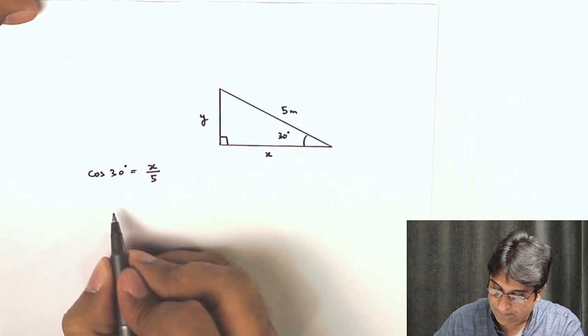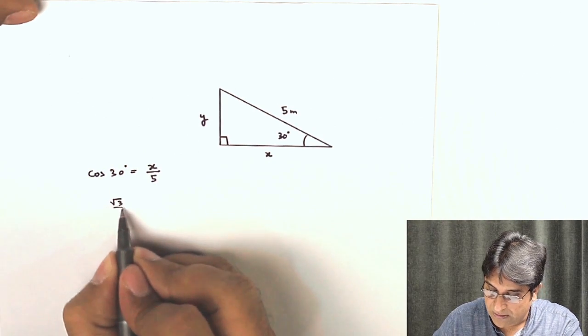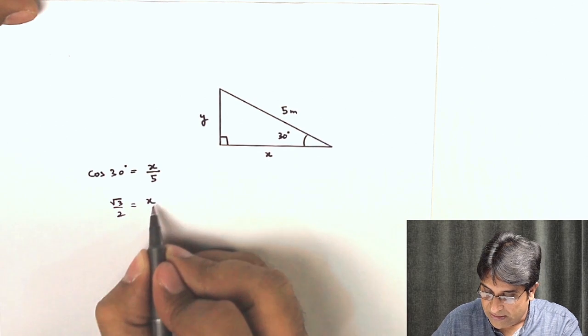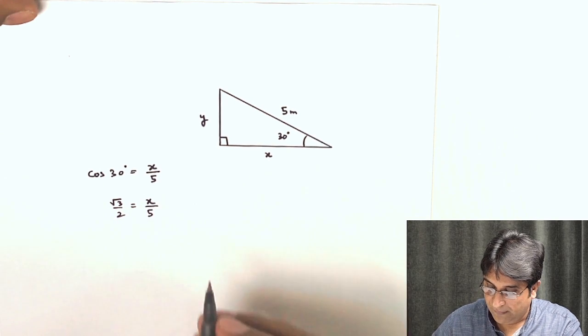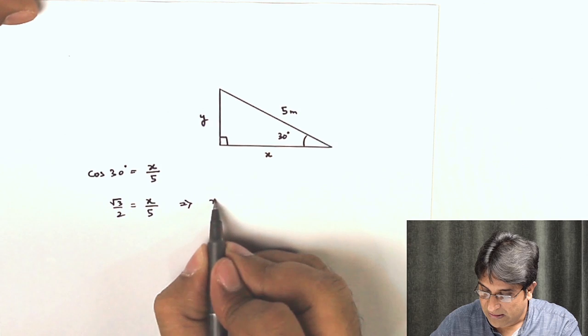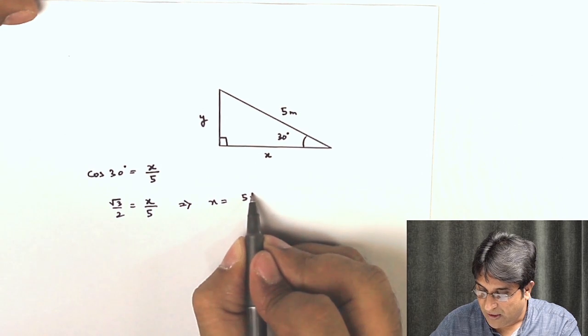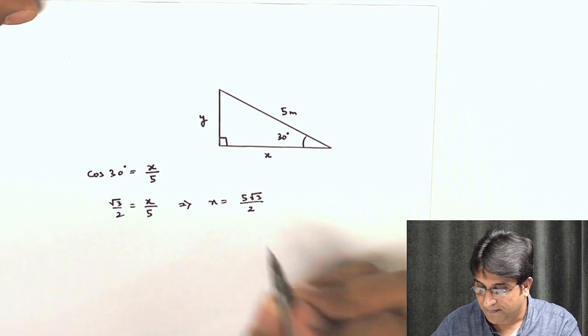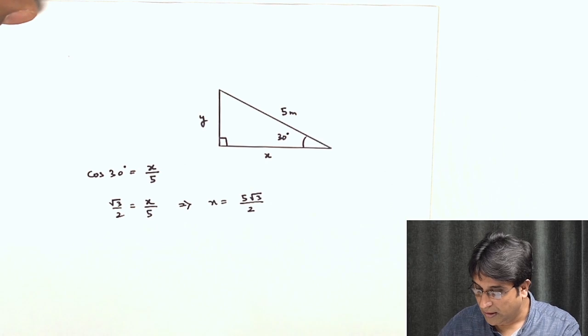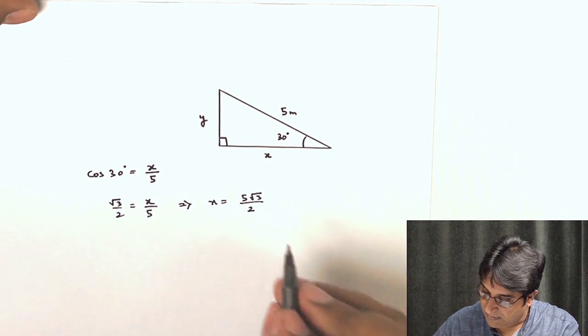Now what is cos 30? Cos 30 is root 3 by 2. So that is x by 5. Now if you simplify this, you'll get x is 5 root 3 by 2. Okay. So now you need to simplify this further.